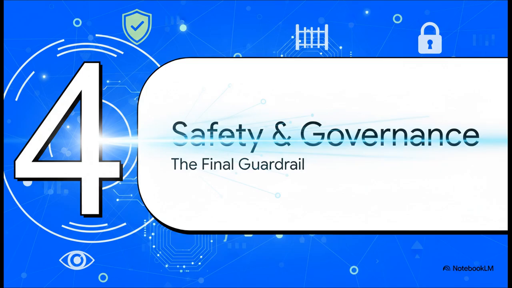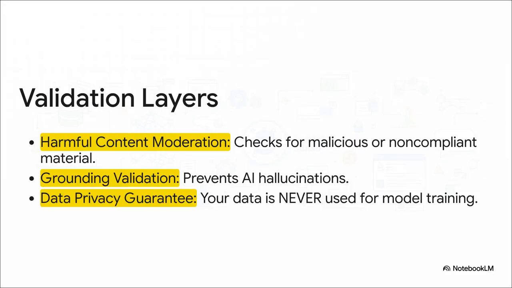Before that answer ever reaches the user, it has to pass one final, crucial checkpoint. This stage is all about safety, security, and making sure everything is compliant with your enterprise rules. Think of this as the system's final set of guardrails. First, it runs a moderation check for any harmful or non-compliant content. Second, and this is so important, it performs a grounding validation. This basically double-checks that the response is based strictly on the information it found, which is what prevents the AI from making things up, what we call hallucinating.